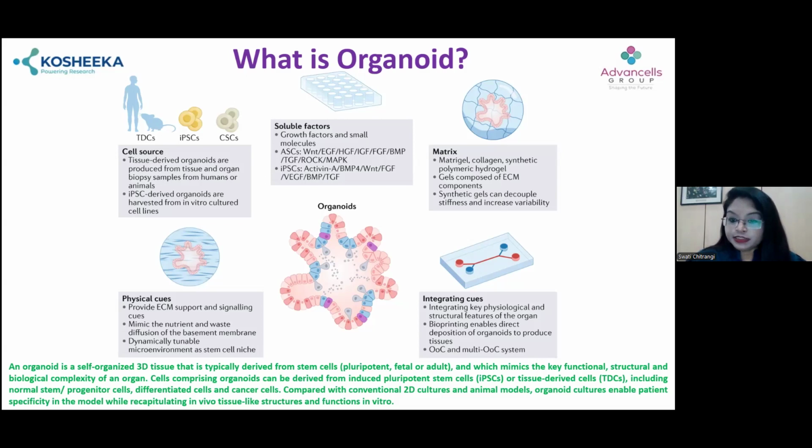Then there are integrating cues. As I said, in 3D organoid culture, you can generate blood perfusion, that is, you can mimic the flowing of the blood. So for that, you can use organ-on-chip models or multi-organ-on-chip models. Here you have to integrate physiological and structural features of the organ. And by bioprinting, you can create your organoid of interest and produce the tissue for the drug testing process.